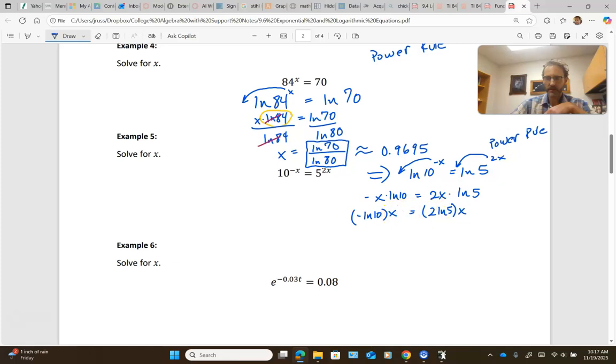And so I want to get my x's on one side of the equation. So I can either choose to subtract the right term, move it over to the left-hand side, or I can choose to add the left-hand term to move it over to the right-hand side. And that's actually what I'm going to do. I'm going to add natural log of 10 times x to both sides of this equation.